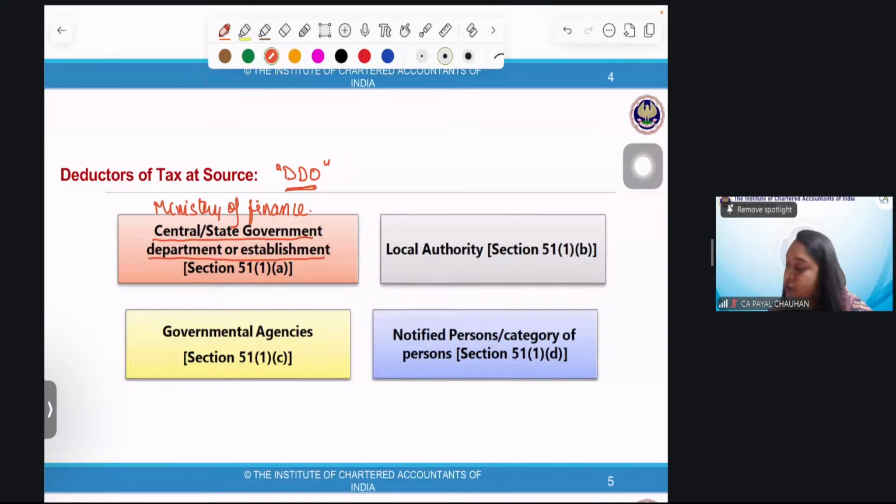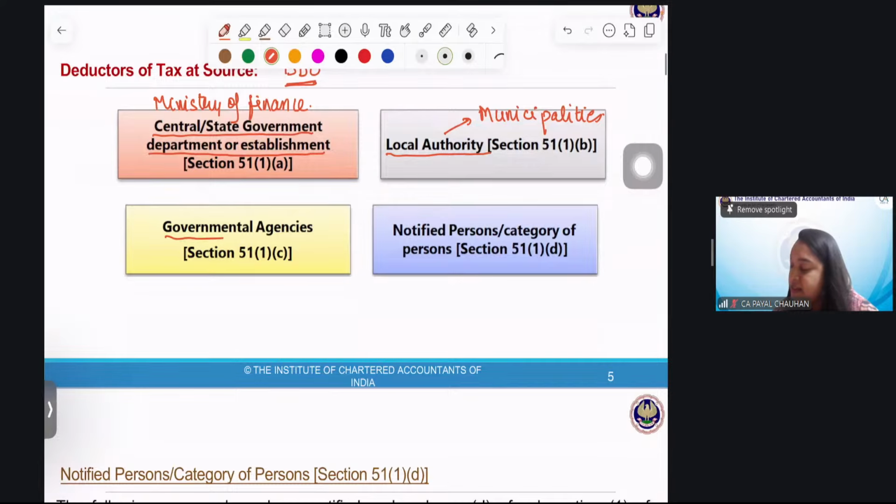Then local authority, we can say municipalities. Municipalities make or give a contract to some person for the maintenance of road or street light, anything like that. And when they make a payment towards taxable goods and service which exceed 2,50,000 rupees, then local authority will deduct TDS.